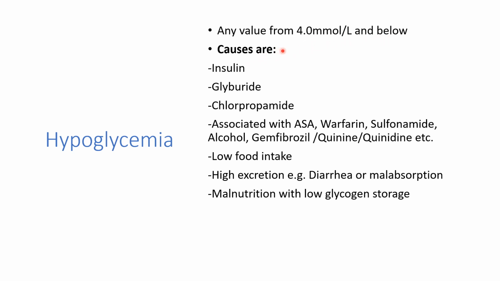What are the possible causes of this low level of glucose? Could be insulin. Could be glyburide, chlorpropamide. Could be associated with aspirin, warfarin, sulfonamide, alcohol, gemfibrozil, quinine, and quinidine, because quinine and quinidine can cause hyperinsulinemia, giving us severe hypoglycemia, and the list goes on. Could be as a result of low food intake, high excretion of glucose, or loss of food that would be converted to glucose from diarrhea or malabsorption syndrome. Could be malnutrition with low glycogen storage. All this and many more could cause hypoglycemia.